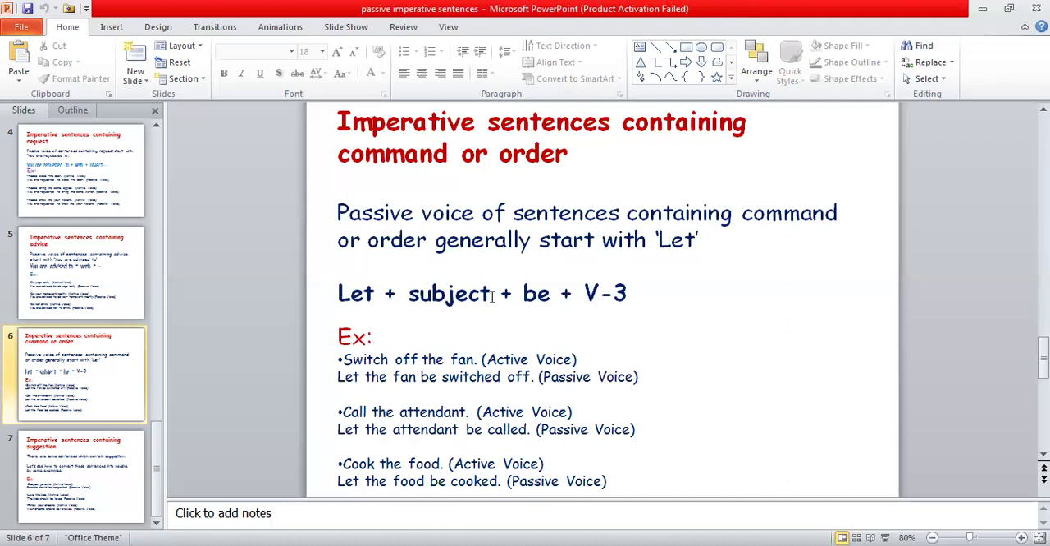In this way, you must learn all the structure formulas. If you know the structure formula, it will be very easy for you people just to change it from active into passive voice. But the first thing which is important is the structure formula.